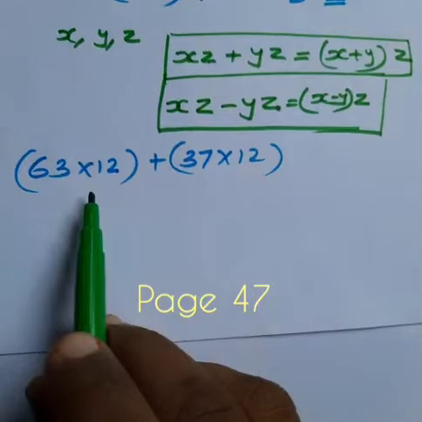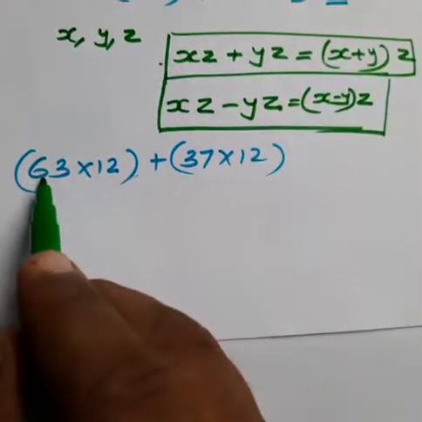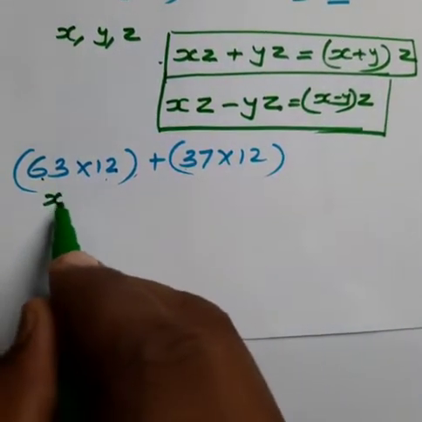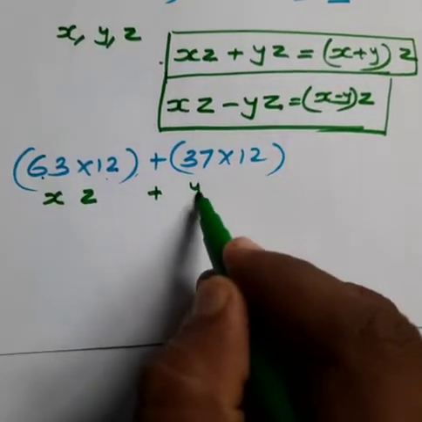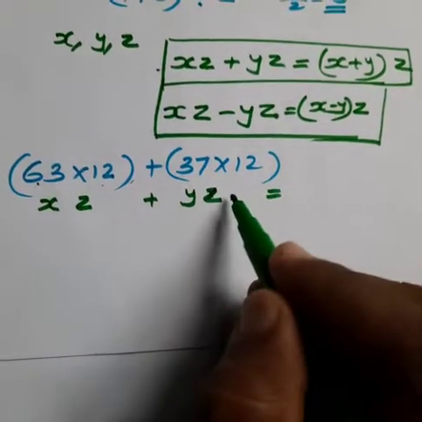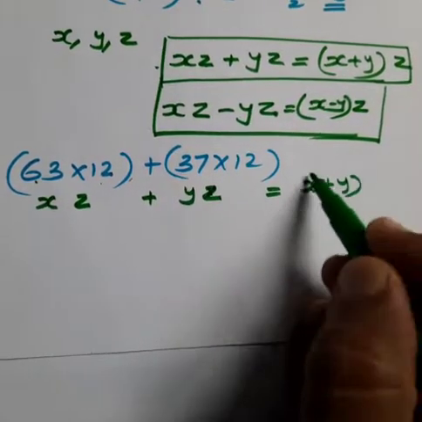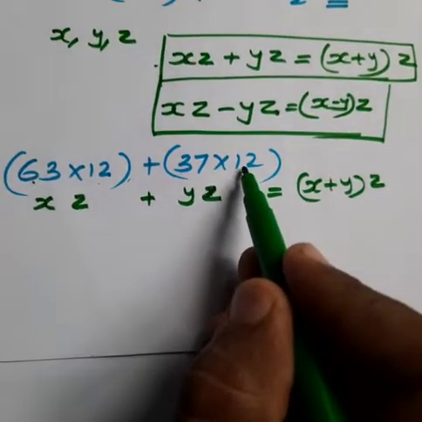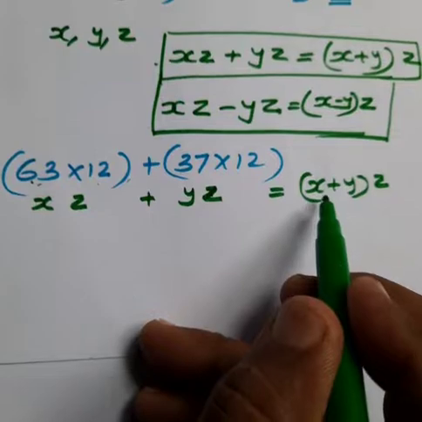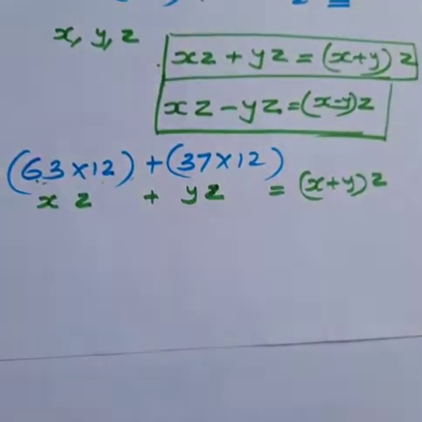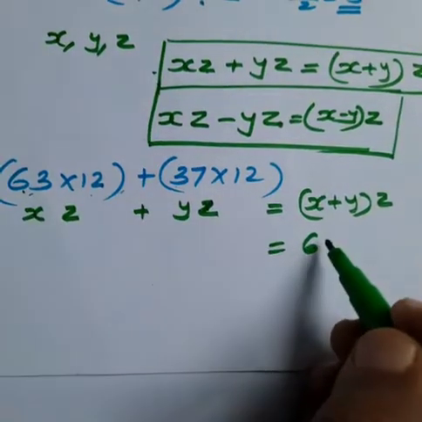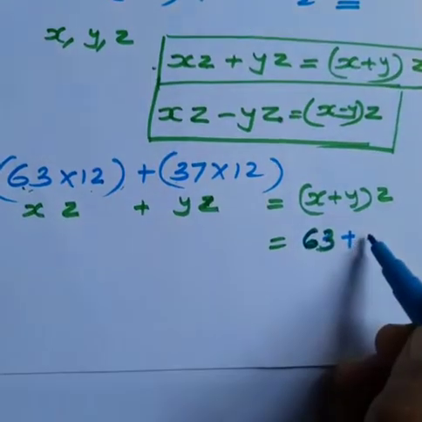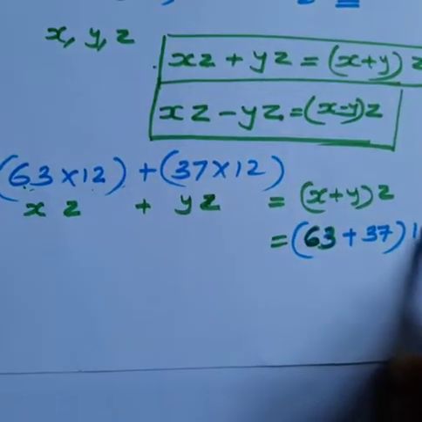So you have to do this problem. Which is the general form? This one. 63 into 12, 37 into 12. So 12 is common. So this is xz plus yz is equal to what? x plus y into z. Here x is 63, y is 37. Z is common, that is 12. So what you have to do? This 63 and 37, you have to add directly, then multiply with the 12. 63 plus 37 multiplied by 12.